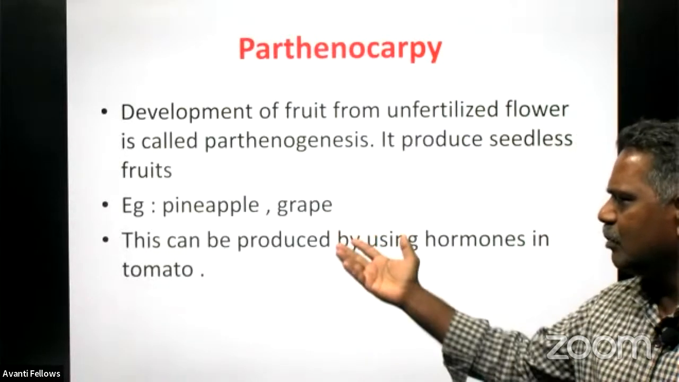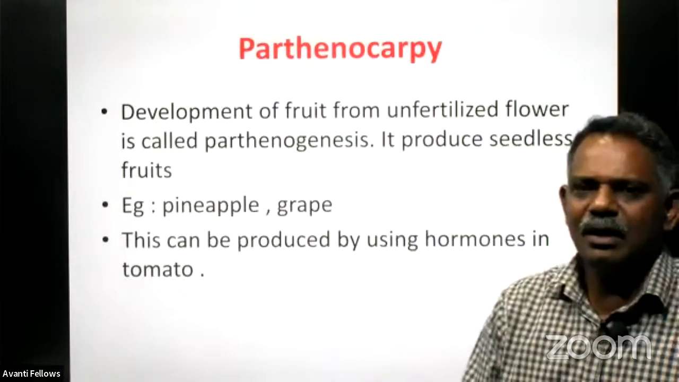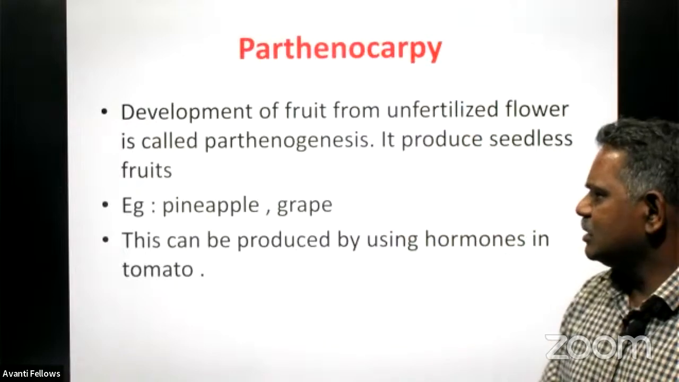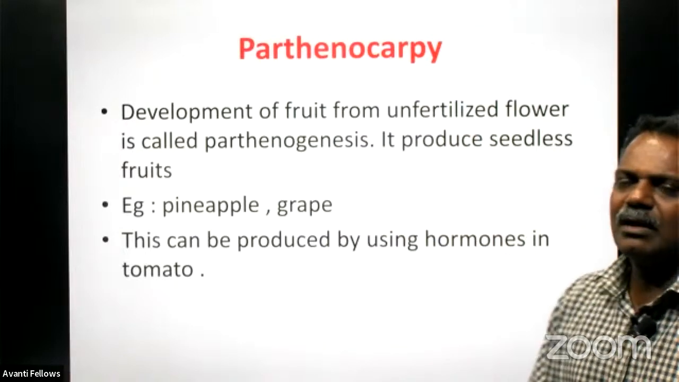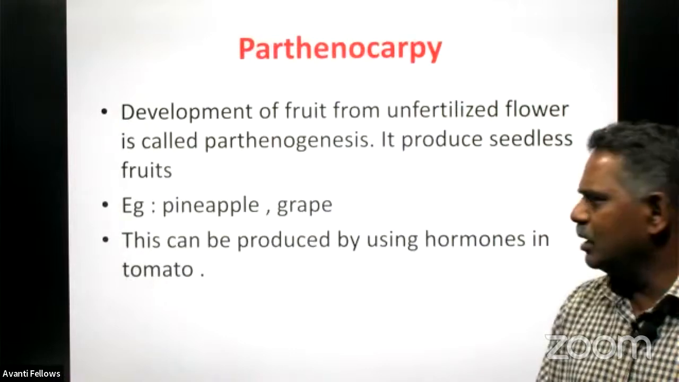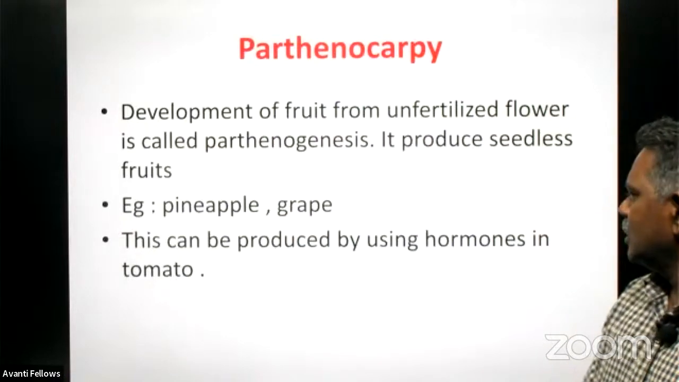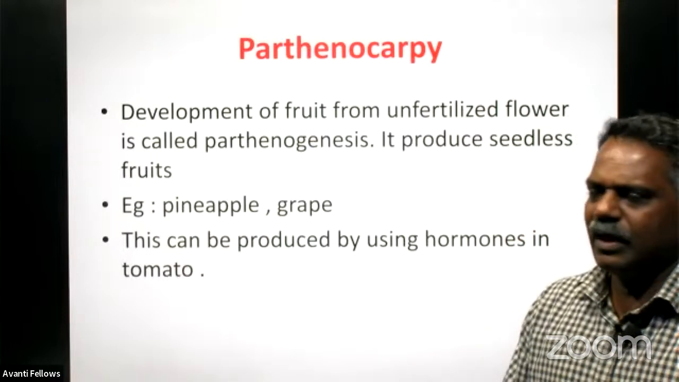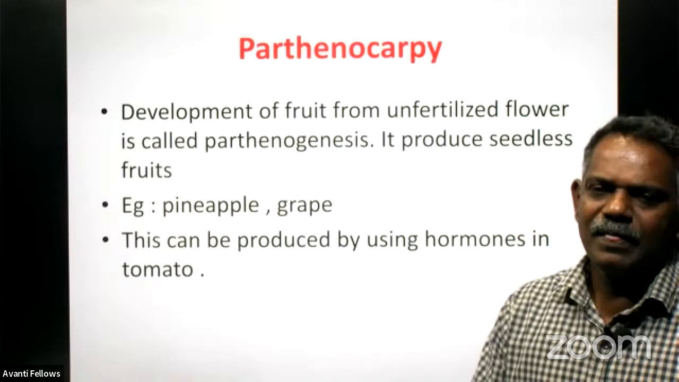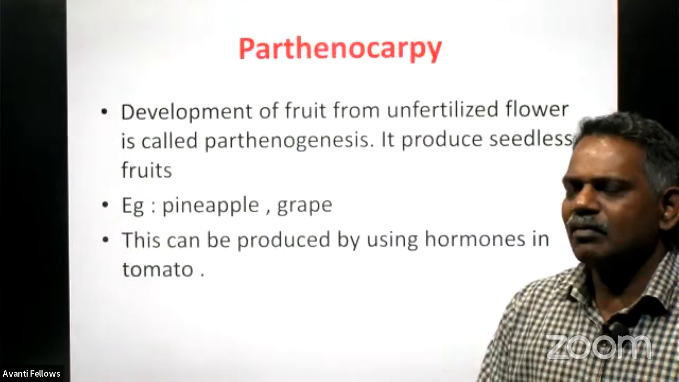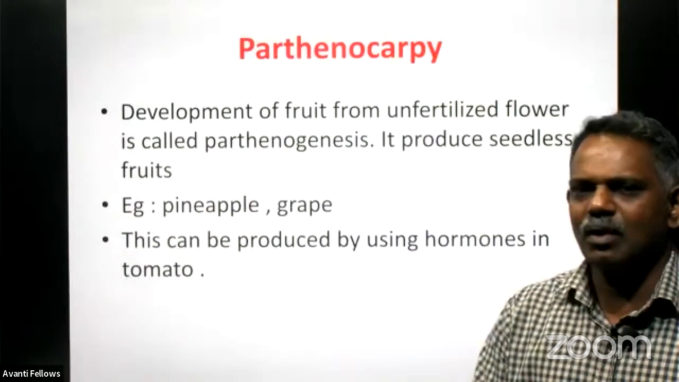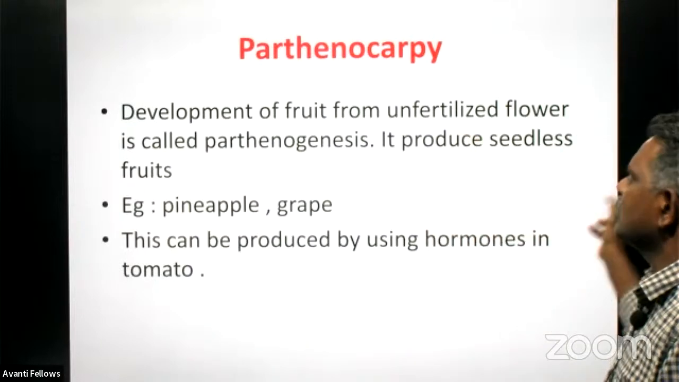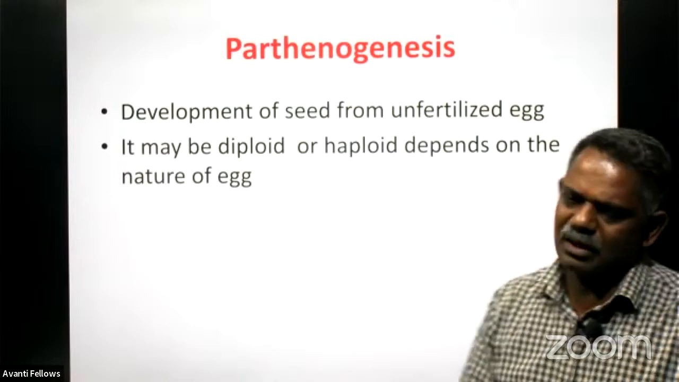And like a pineapple, some grapes, seedless grapes you may know, these are all fruits produced without fertilization only, and that is referred to as parthenocarpy. This can be produced by using some kinds of hormone, particularly in tomato. Now seedless tomatoes are available, then seedless grapes are available. We are making such fruit commercially without seed inside, artificially, through the same process, that is parthenogenesis only.